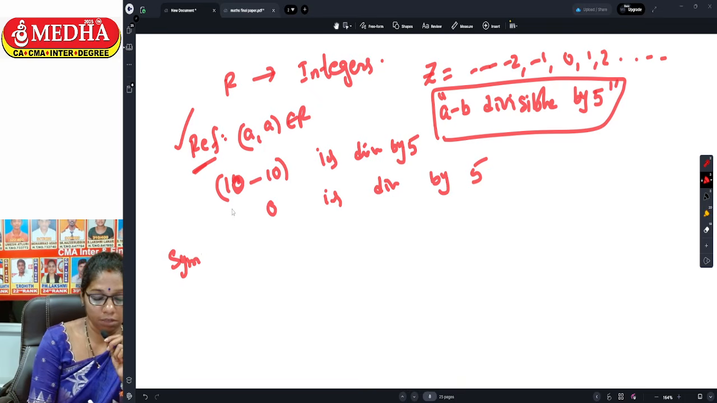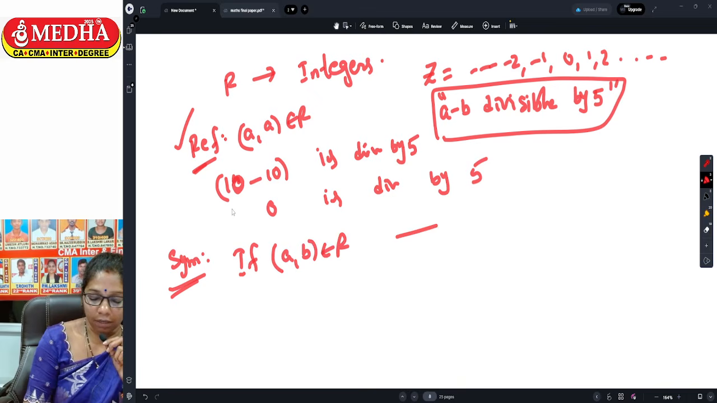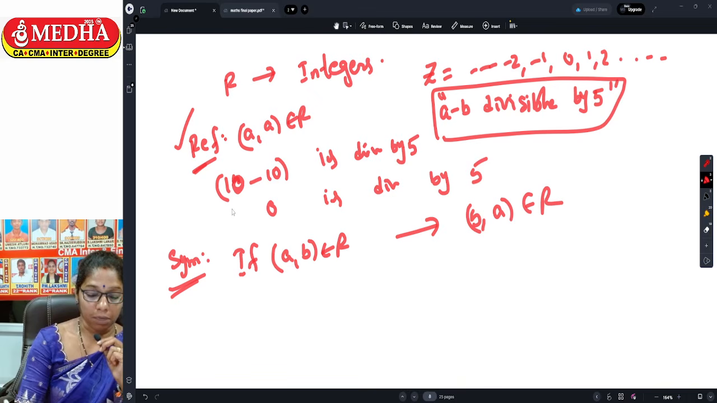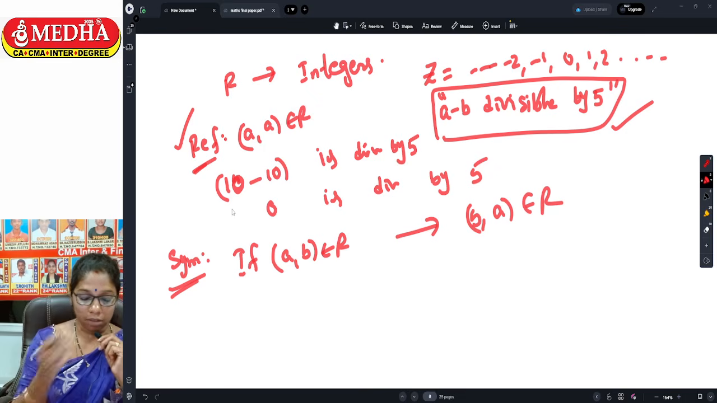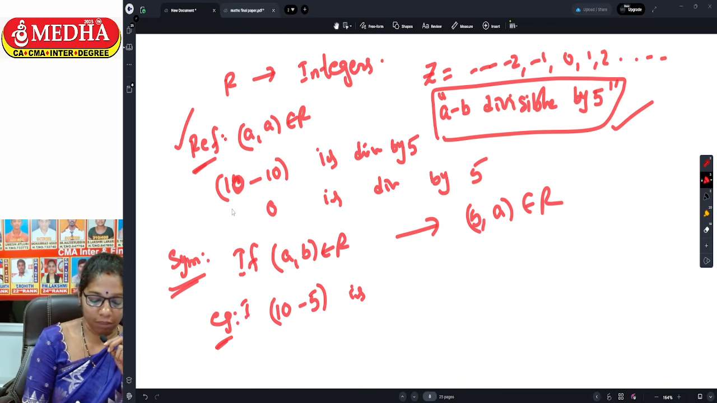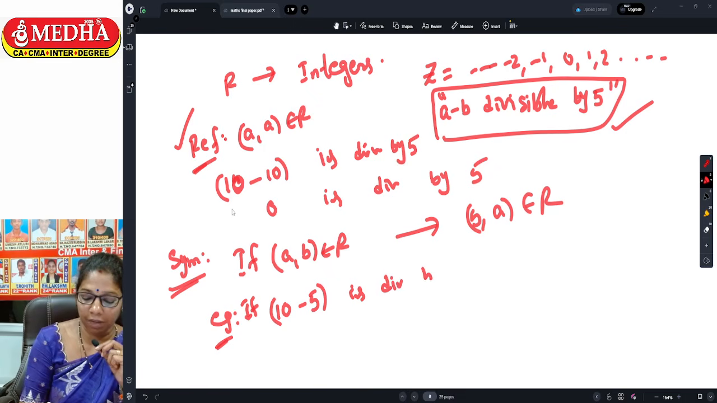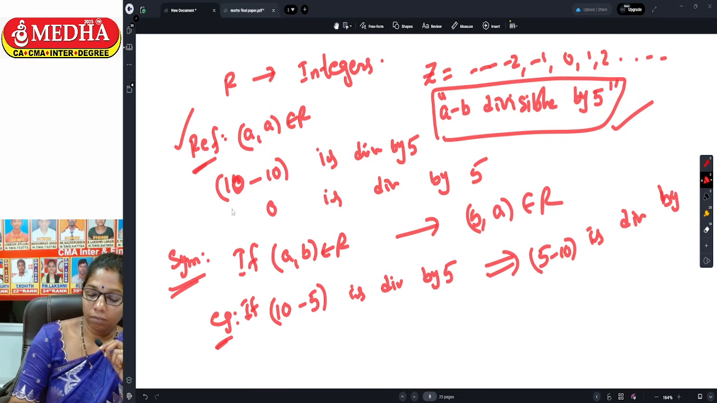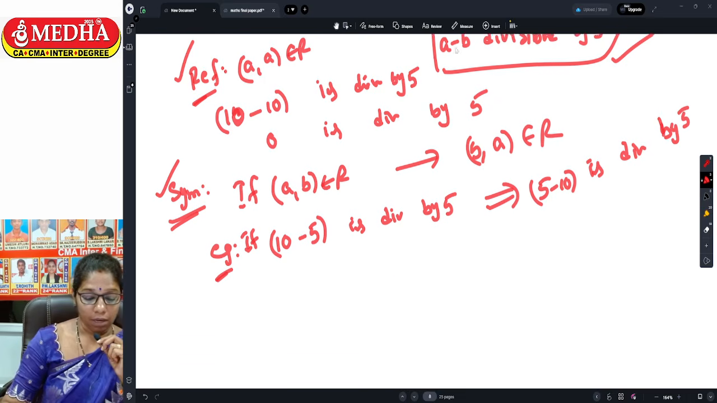And then symmetric relation. So what is symmetric? If a comma b belongs to R, then b comma a belongs to R. a comma b R లో ఉంటే b comma a R లో ఎగ్జిస్ట్ అవ్వాలి, అది కండిషన్. బట్ ఇక్కడ మనకి ఇచ్చిన రిలేషన్ a minus b is divisible by 5. సో ఎగ్జాంపుల్ తీసుకున్నాం. సో 10 minus 5 is divisible by 5, then 5 minus 10 is also divisible by 5. So symmetric exist అయింది.